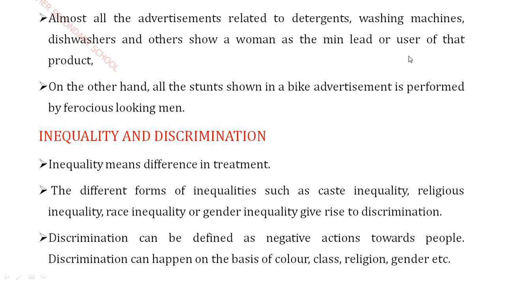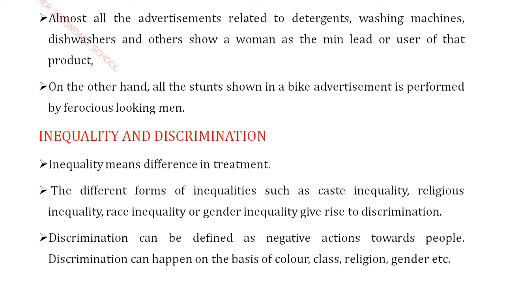So here the lead or the user of that product is taken by the woman. On the other hand, take any bike advertisement: the stunts shown are performed by a ferocious looking man, a talented, aggressive, strong man ready to do anything, attempting the stunt on a bike. So these were all shown as a type of stereotype. Children, through this differentiation, we come to a conclusion where prejudices took part under the name of what?